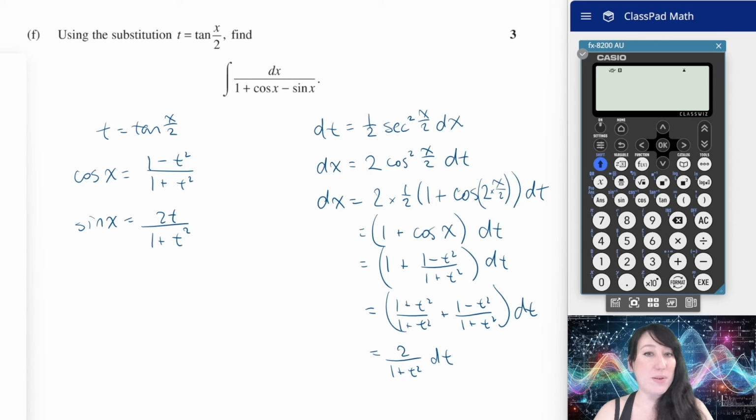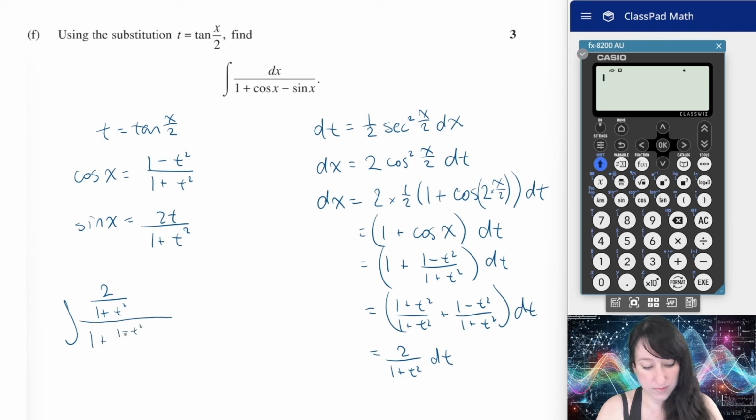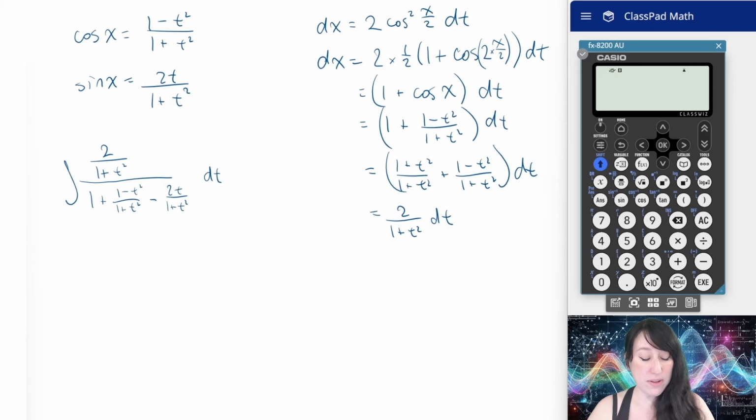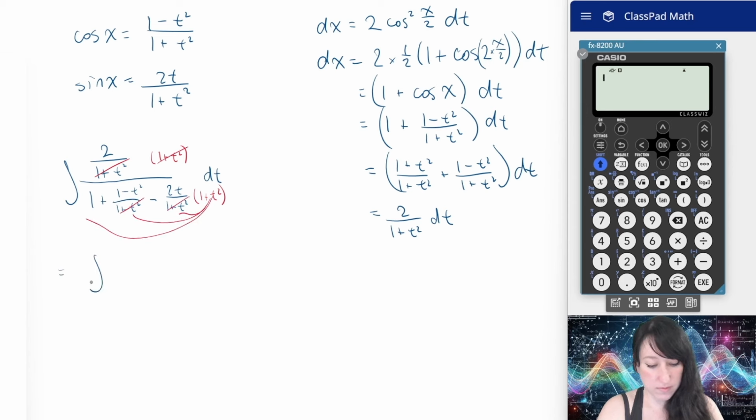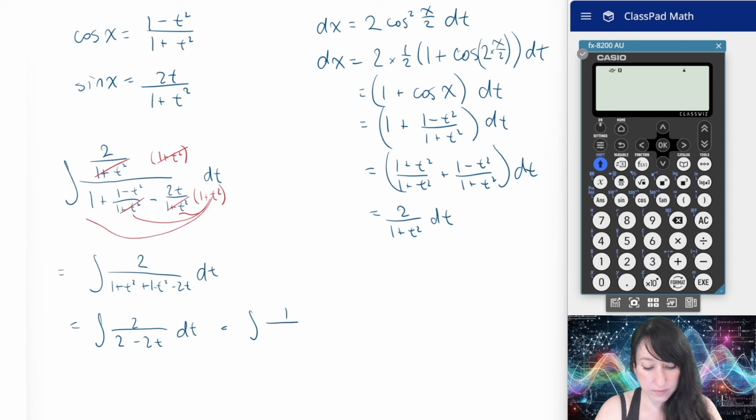All right, so we're ready to substitute everything in. So to simplify, I'll multiply the numerator and denominator by 1 plus t squared. So this will equal the negative of ln of 1 minus t plus c.